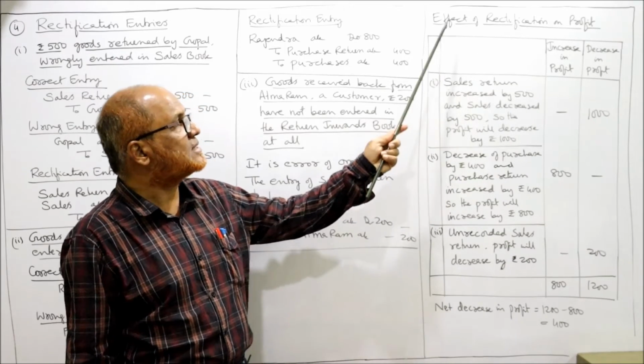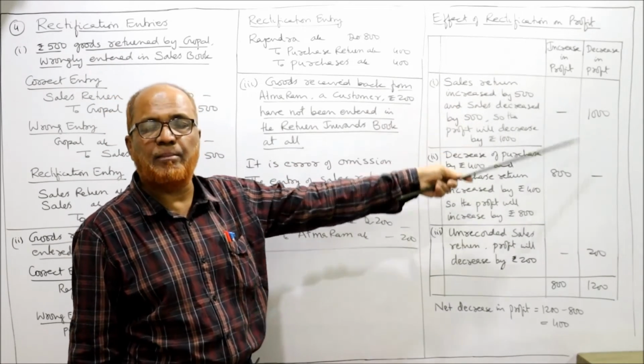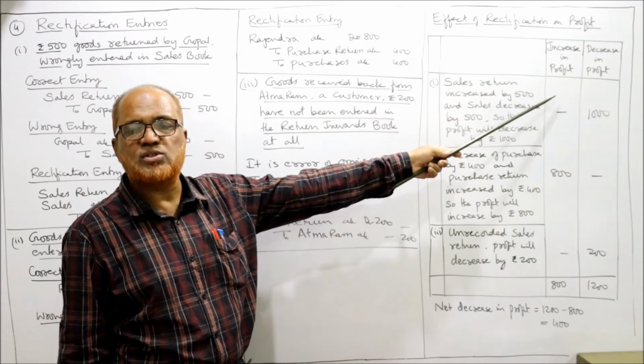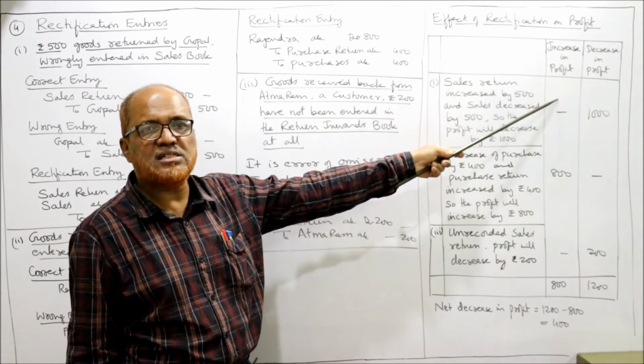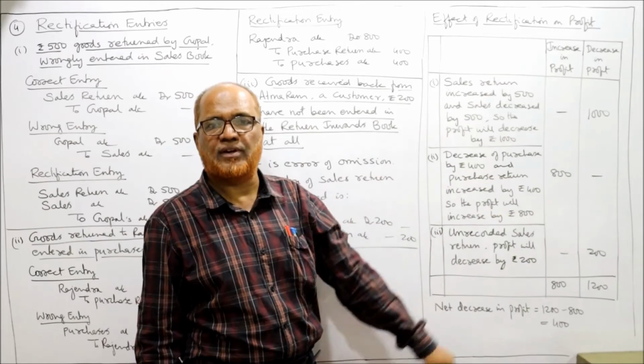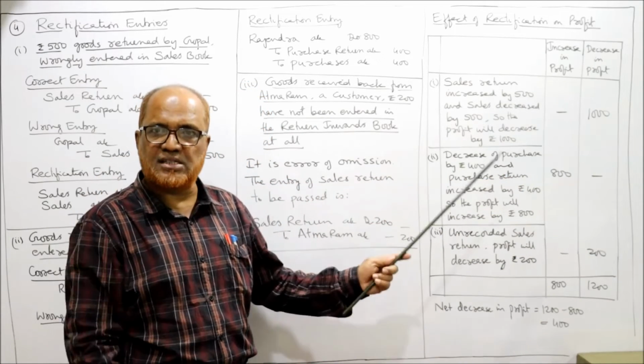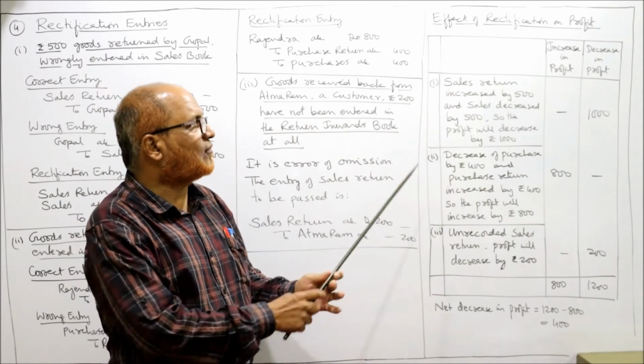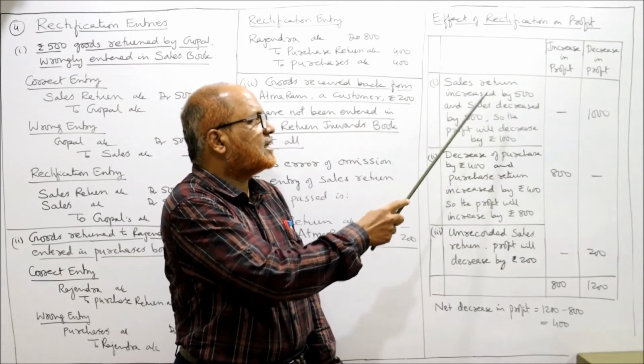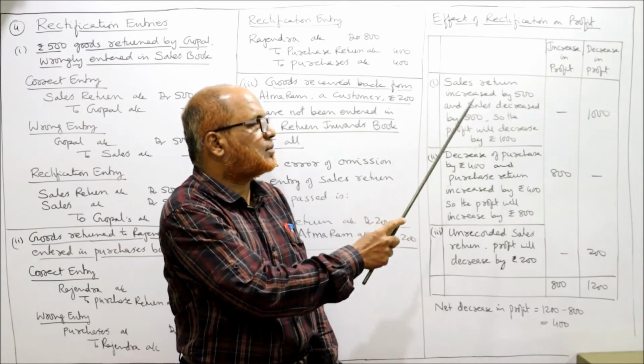So for this purpose, effect of rectification on profit I am making in a table. The two columns at the extreme right hand side: increase in profit and decrease in profit. So every rectification will either increase or decrease. That effect we have to show it here. So first, sales return increased by 500, sales decreased by 500.